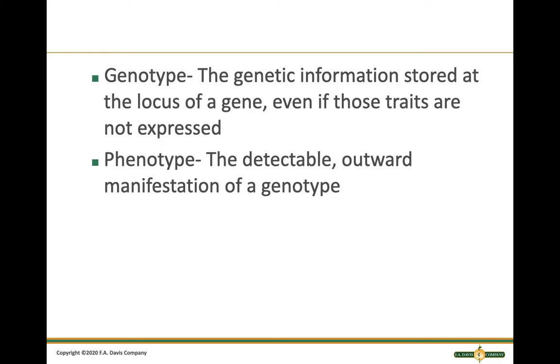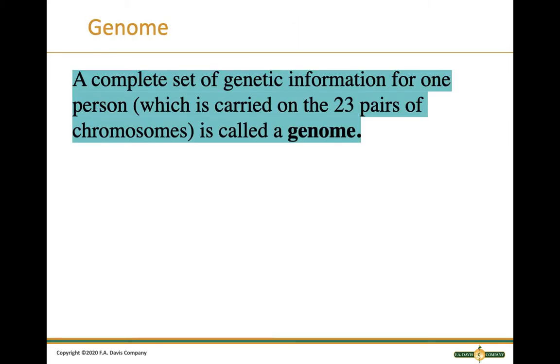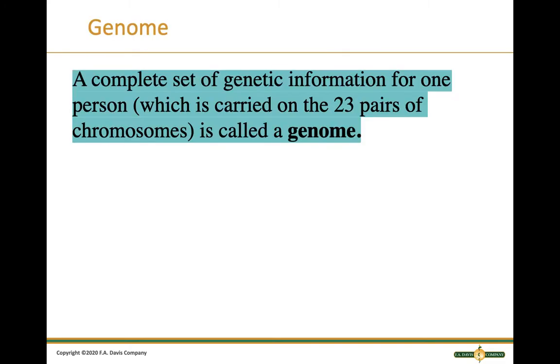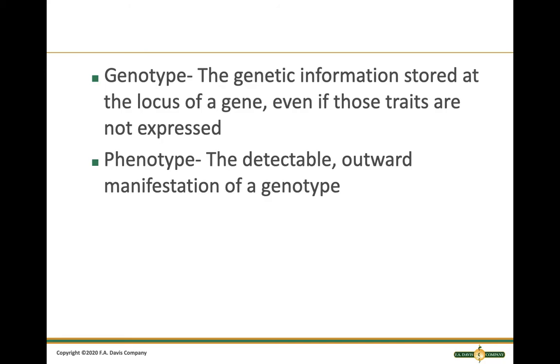Alright, next we need to know what genotype and phenotype are. Genotype is the genetic information stored at the locus of a gene, even if those traits are not expressed. For example, the genotype here for red is capital R, and then the phenotype is red. The phenotype is the detectable outward manifestation of a genotype. So the phenotype of the flowers is red. Phenotypes may be things like eye color or height or skin color or really most things that you can think of that you can observe.